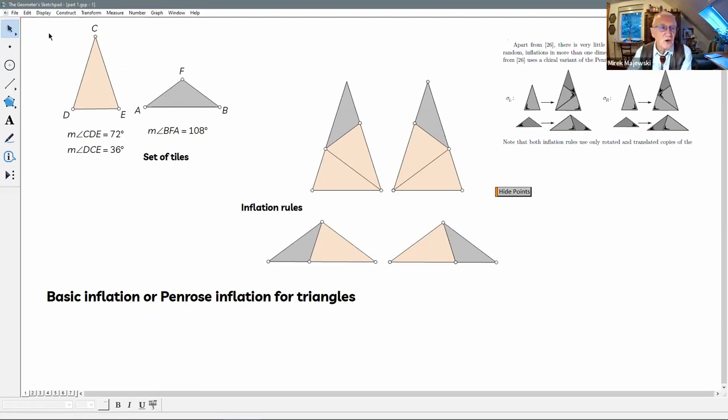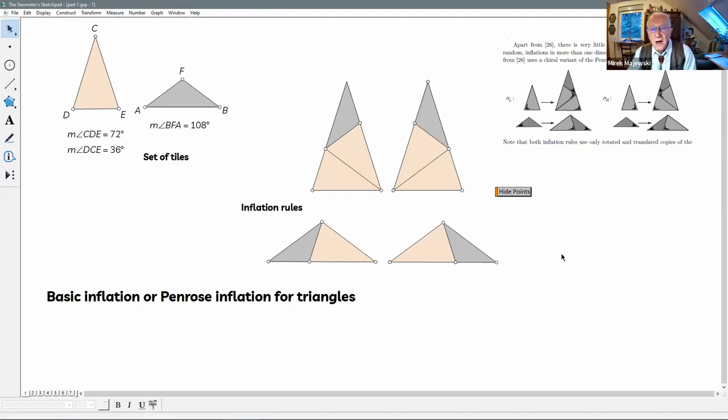So when you start inflation, you always need, let's say, an alphabet or basic set of tiles. In this case, our tiles are two triangles. The first one has 72 and 36 degree angles, and the other has a 108 degree angle on the top. The rest you can calculate. Now, they call them Penrose triangles, but in fact, these triangles were used in decagonal design for centuries. I think in the 15th century, we already had designs with these two triangles.